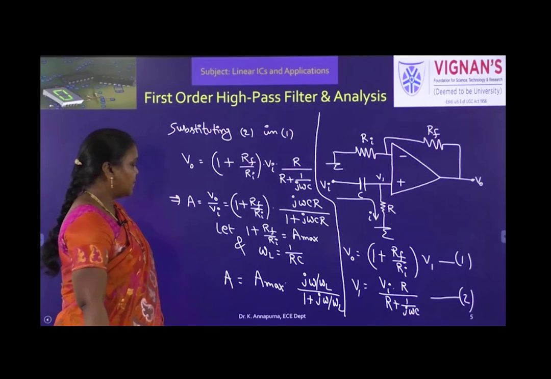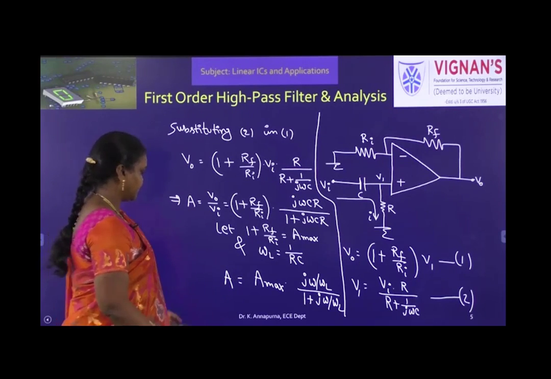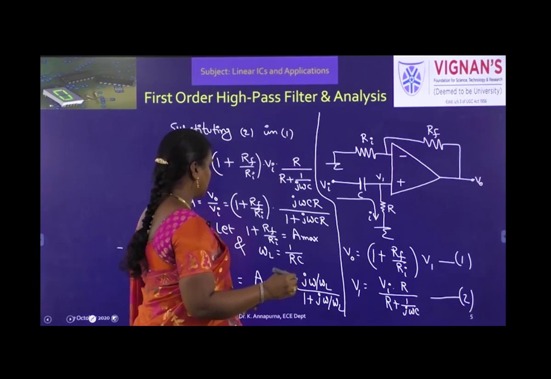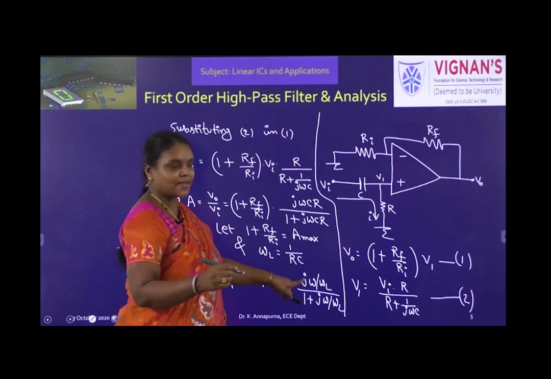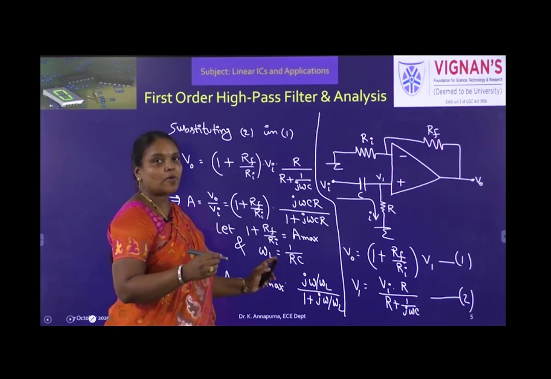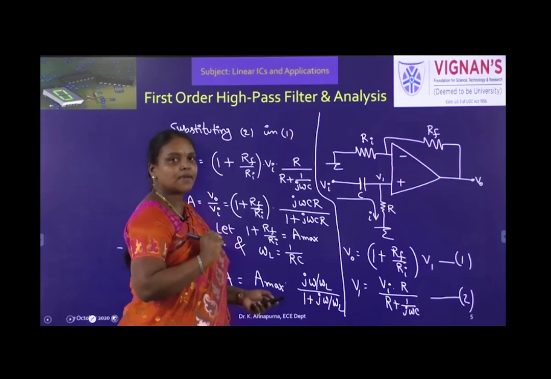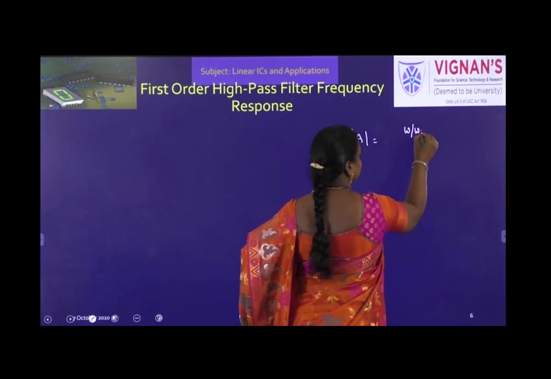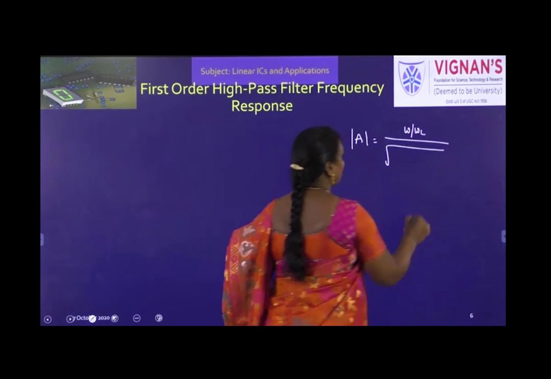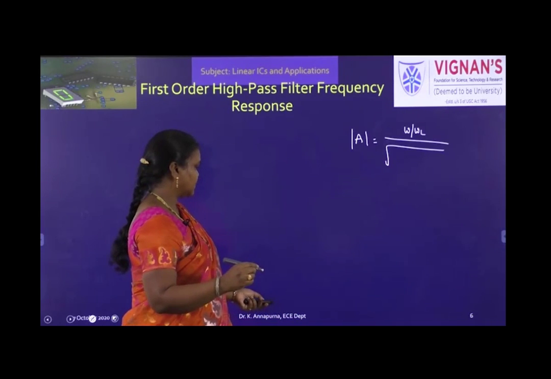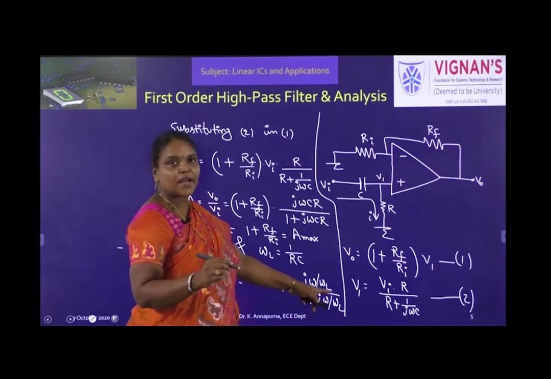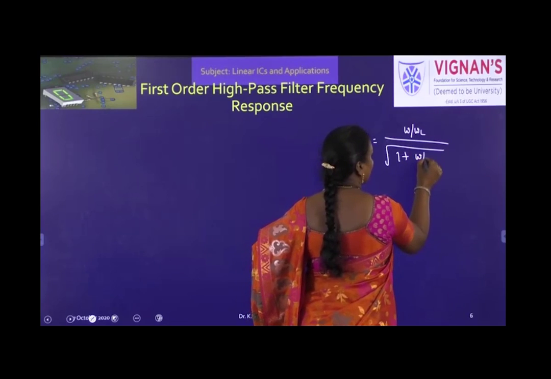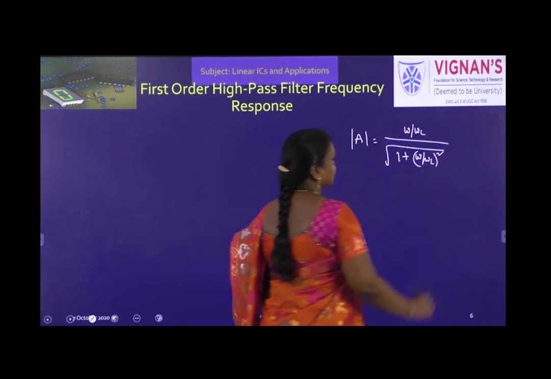Okay. Now, if you take the magnitude, so magnitude becomes, see here, in the numerator there is only an imaginary term. Actually, the magnitude of a complex number means the square root of the real part squared plus the imaginary part squared. So, here omega by omega L by the square root of, in the denominator what you have? 1 plus j omega by omega L. So, 1 plus (omega by omega L) whole squared. Right.